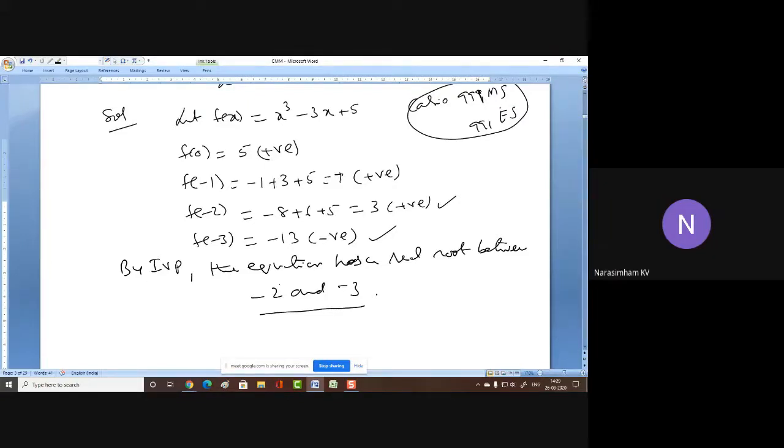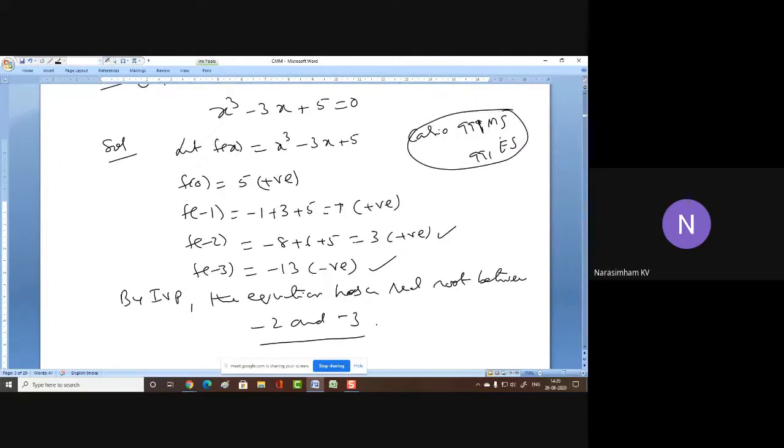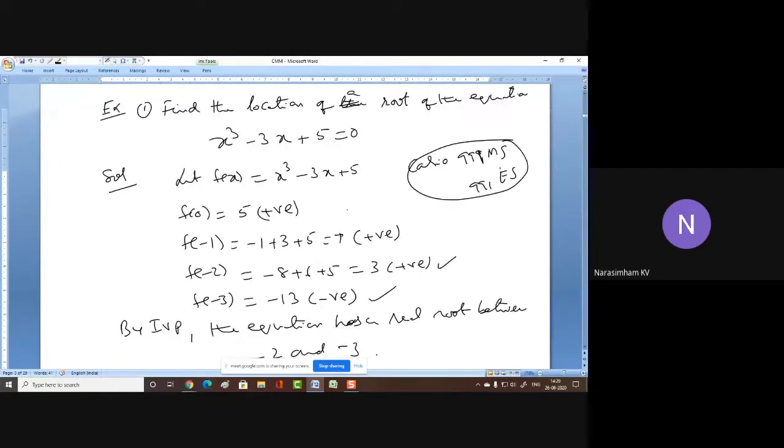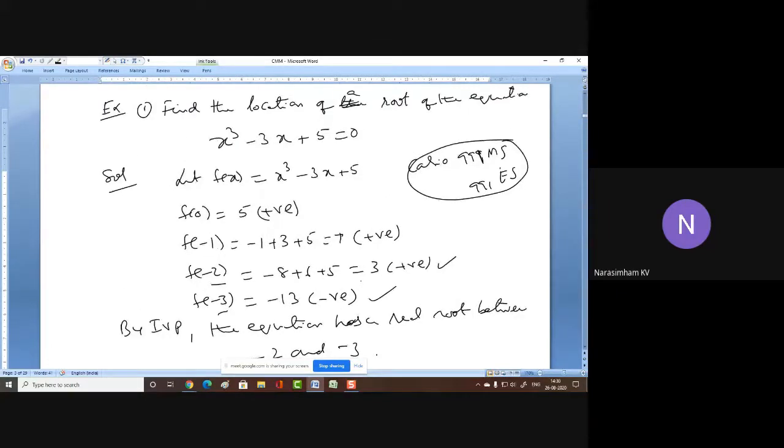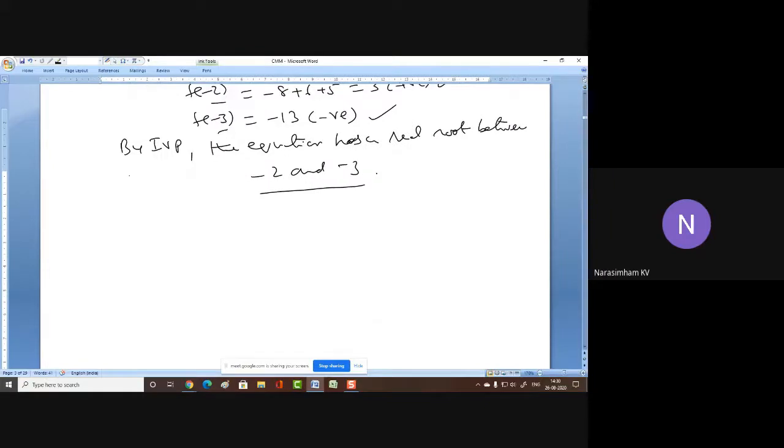So what is the procedure? Assume f(x) equals the given equation. Put x equals 0, minus 1, minus 2, minus 3, or 0, 1, 2, 3, and so on. Find a pair which is positive and negative. Whenever you get positive and negative, the required root lies between the corresponding two numbers, minus 2 and minus 3. This is a very simple example. I will explain with another example.